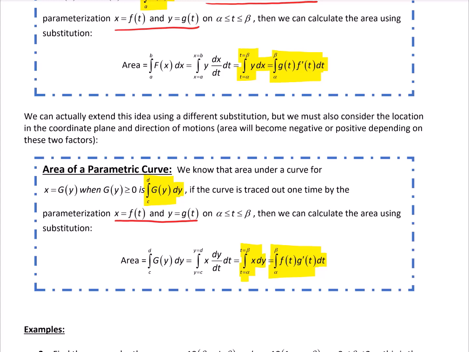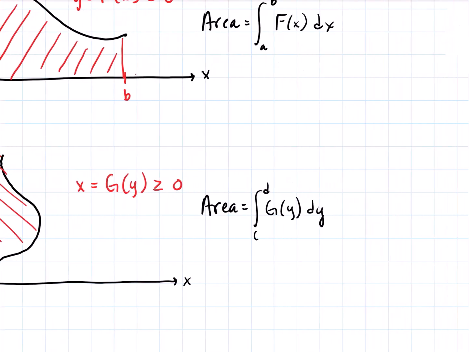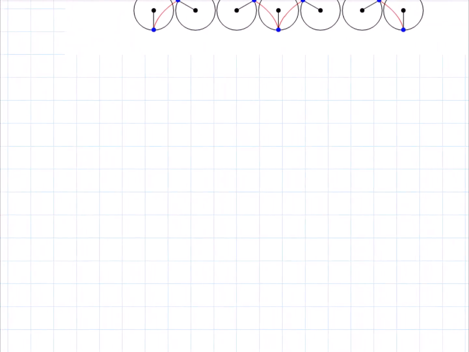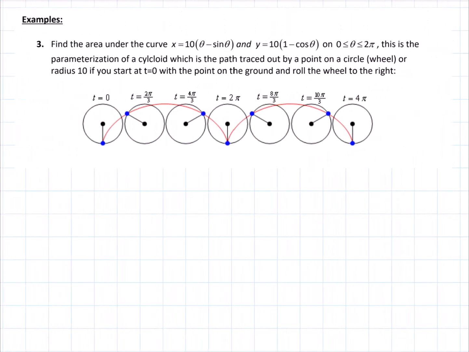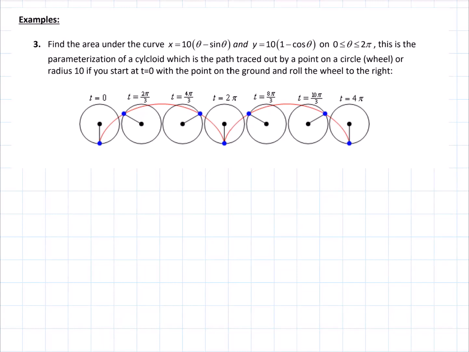So let's utilize these formulas. Let's take a look at an example. Say we want to find the area under the curve defined by x equals 10 times theta minus sine of theta, so our parameter here is theta instead of t, and y equals 10 times 1 minus cosine of theta, from 0 to 2 pi. And by the way, this is the parameterization of what's called a cycloid.